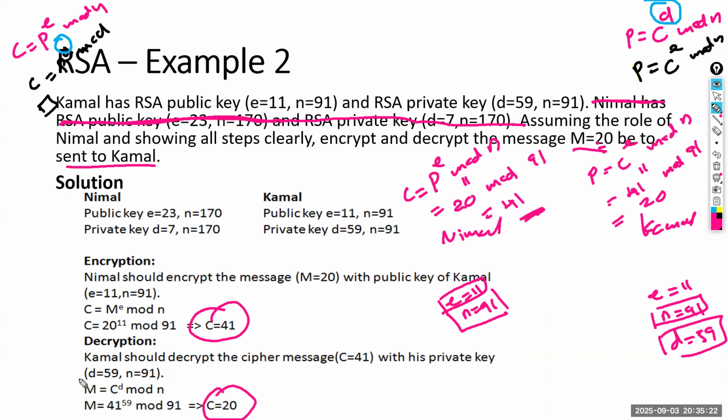Sorry, not 59, right? So your D is, yes, this must not be 41 to the power 11. C to the power E, no, sorry, C to the power D. I made a mistake also. So this must be C to the power D. Therefore 41 to the power 59, mod 91. Let's redo the calculation.